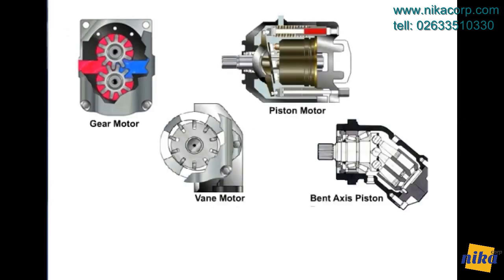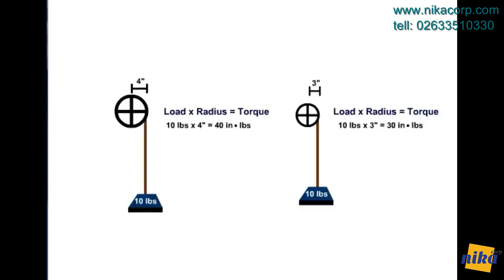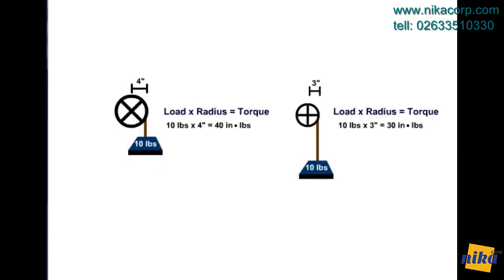The four most common types of hydraulic motors are gear, vane, piston, and bent axis piston. Hydraulic motors are rated according to displacement and torque. The first consideration should be torque. Hydraulic motors are rated in foot or inch-pounds of torque per given psi, typically in pounds per 100 psi. Torque is equal to load times radius. Large displacement motors usually have a greater radius for the hydraulic fluid to push against. Therefore, they create more torque at a specific pressure.